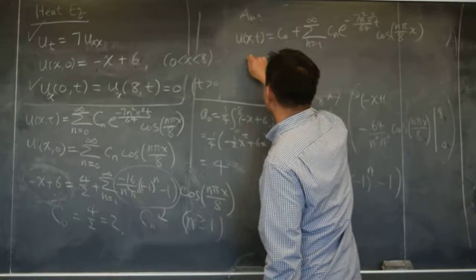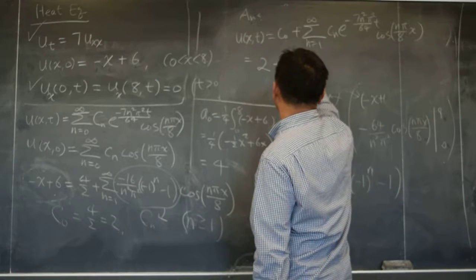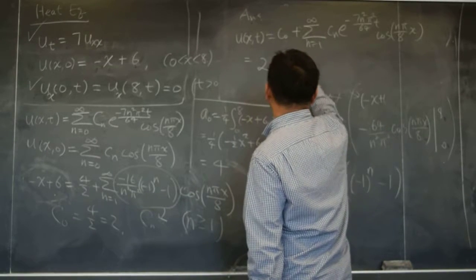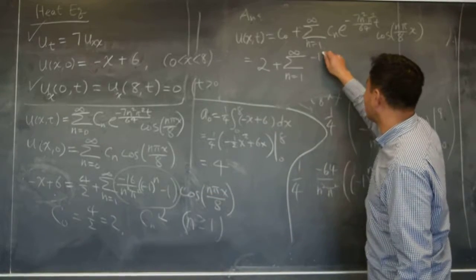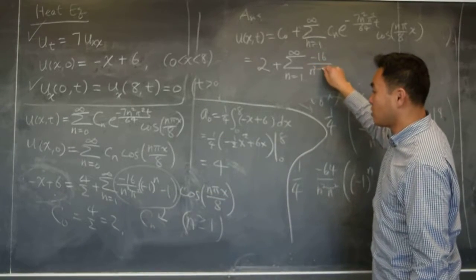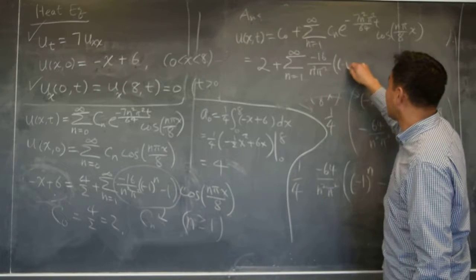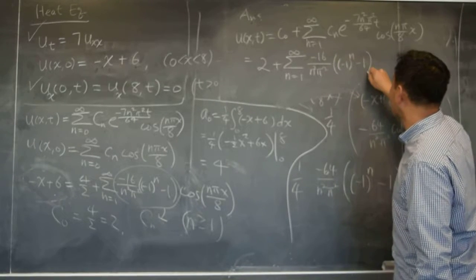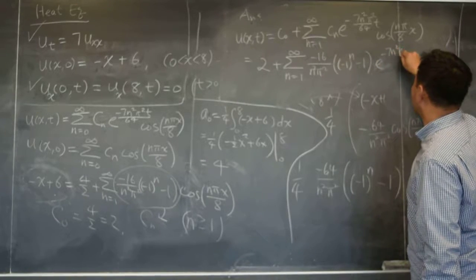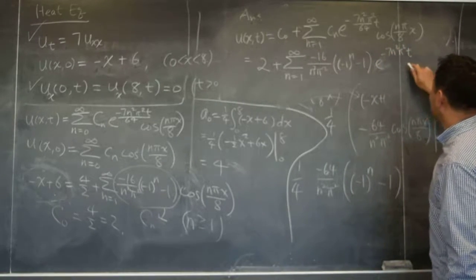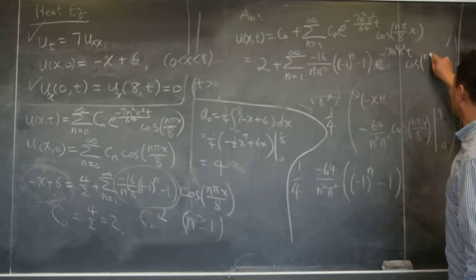And then C0 is equal to 2. And from 1 through infinity, we know that Cn is this horrible thing here. It's negative 16 over n squared pi squared, negative 1 to the nth power minus 1, e to the negative 7 n squared pi squared t cosine n pi over 8 x.